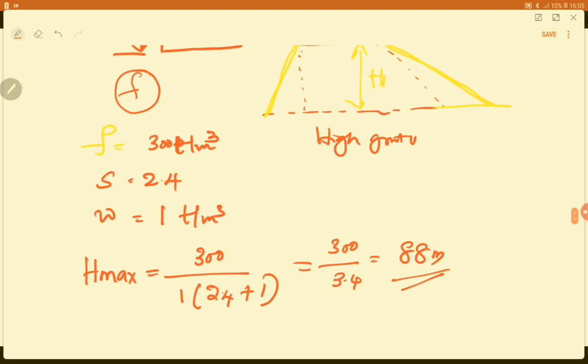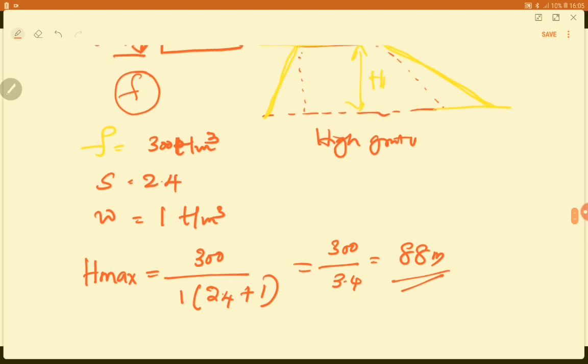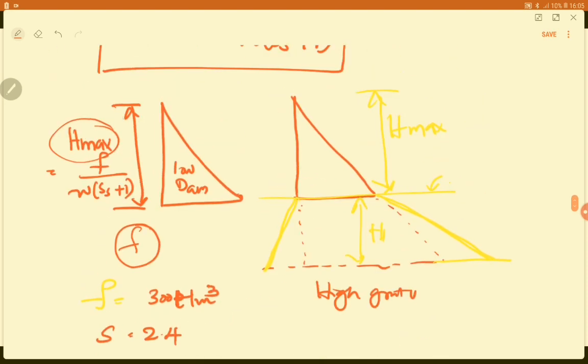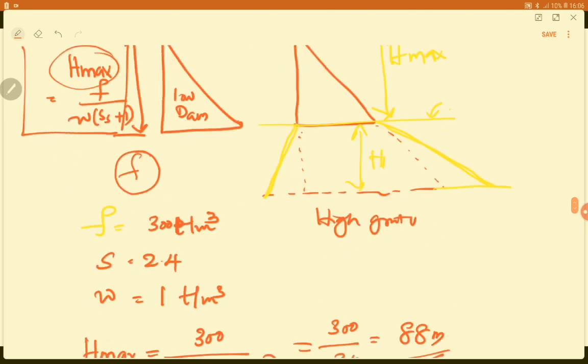Okay, this is how you do the calculation in case of low rise dam and high rise dam. So in low rise and high rise dams, the main factor is the height. If the height is well within the limits of the allowable stress, H is equal to F by W into (SS plus 1), in that case you can say that it's a low rise dam. If its height is more than this value, you can say it's a high gravity dam. Okay, so this is the elementary profile.